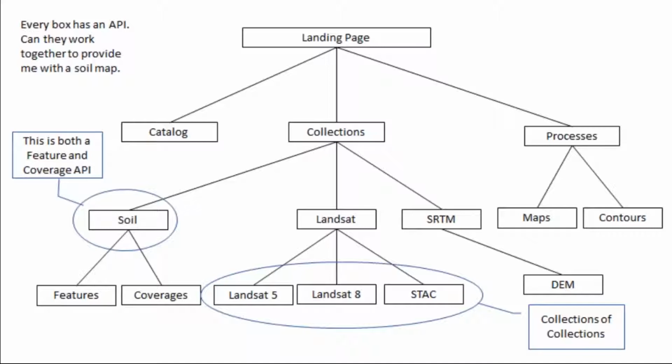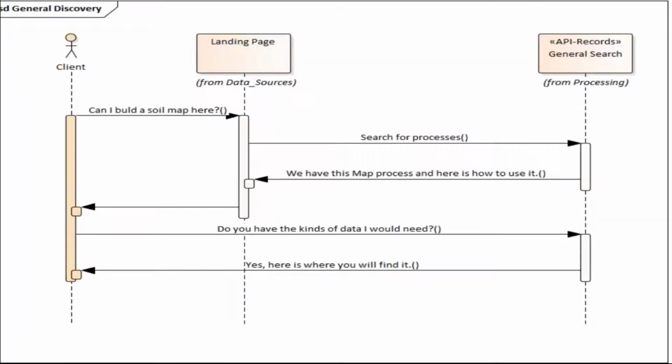It has soil data. And once again, as you recall, the soil data is in both coverages and features. So I have to decide if I want coverages or features and then go get that information. So I've done this. I've got my DEM, I've got my soil information, and now I'm going to go get my imagery.